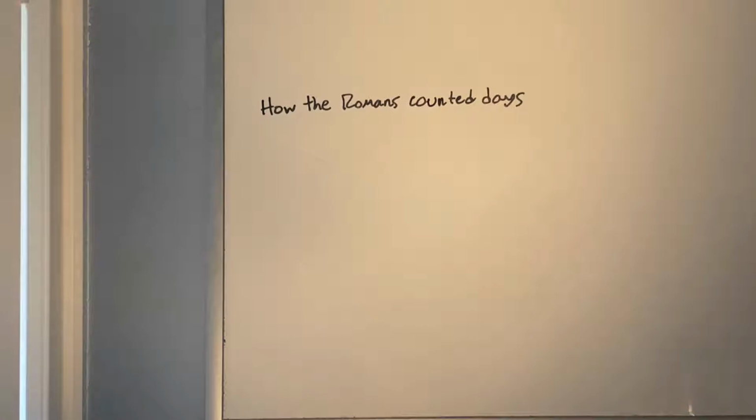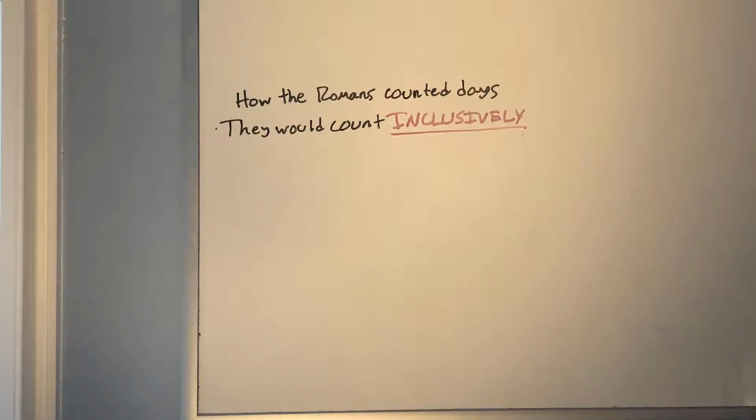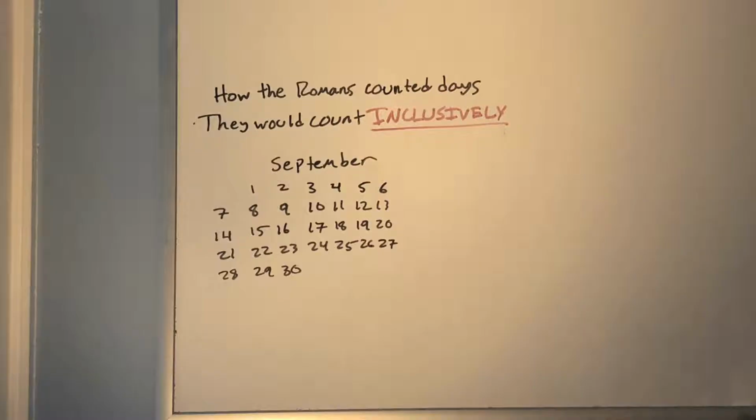As I've just explained, what the Romans would do is take the day that they were on and count the number of days until one of the 3 fixed points, the calends, the nones, or the ides, popped up. So let's go a little bit more into how the Romans count their days. The Romans would count their days inclusively. Here's an example of what I mean.